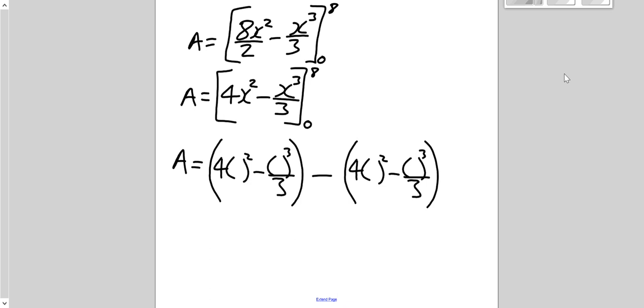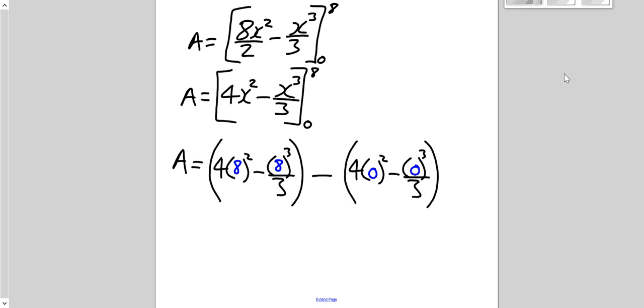So what we're going to do now, see in the first kind of larger bracket, we're going to put in what's called the upper limit. So see the two numbers to the right hand side of the rectangular brackets. The 8 on the top is going to go in the first big left hand bracket anywhere I had x. So I'm going to have 4 times 8 squared, take away 8 cubed over 3. So I've just inserted 8 there. That was my upper limit. And the second one, I'm going to put in my lower limit, which is a 0. So I'm going to put that in there.